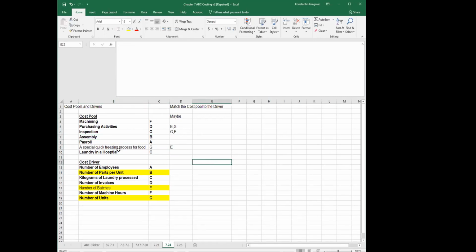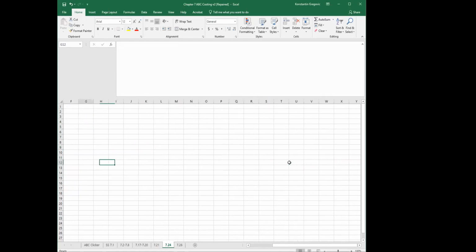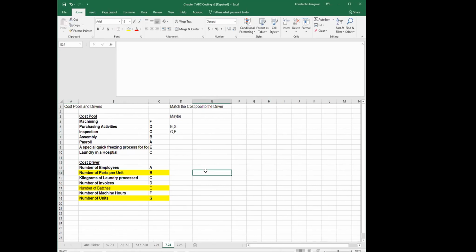What's left? So number of batches, special quick freezing process for food. And somebody picked number of batches too. So that's E. There we go. I don't know if I got the solution to this one. I'll get the solution just to make sure. So I'll get the solution and post it, but this is what it should be right here.